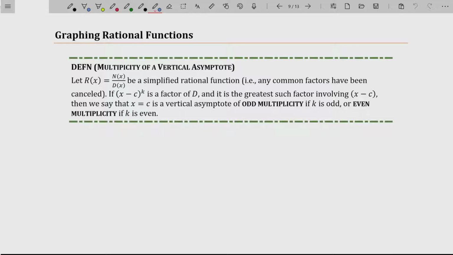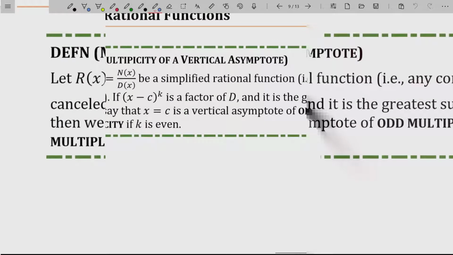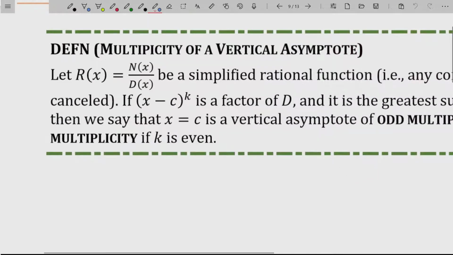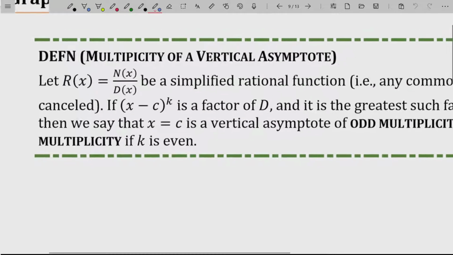So let's suppose that we're handed a rational function, r of x. And sorry, my screen does this every once in a while. It's a very slow refresh on my end.